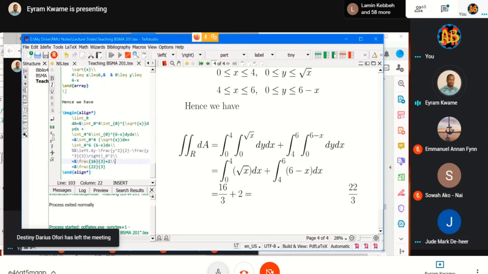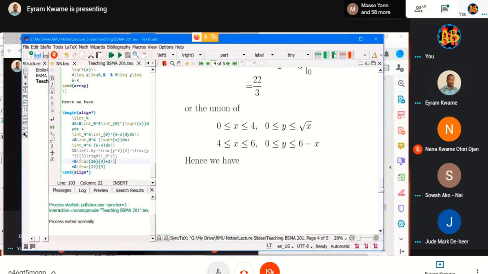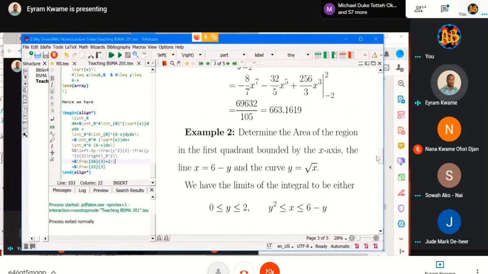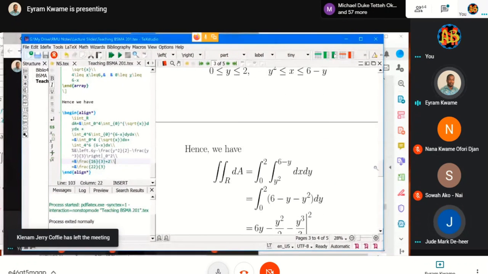Thank you. So I have basically covered double integrals, and I have discussed the order. So if you look at this, the first integral, we did it with respect to x. So you do x.